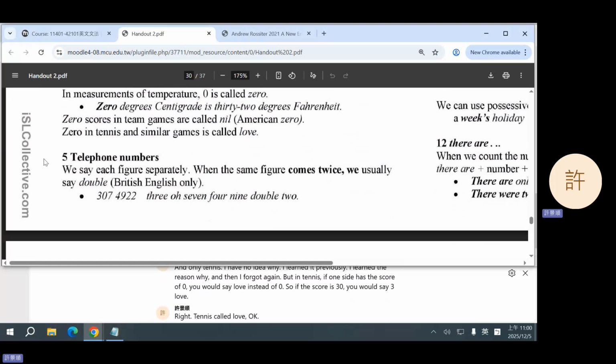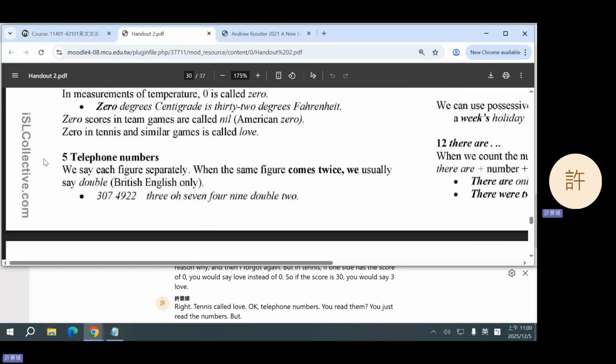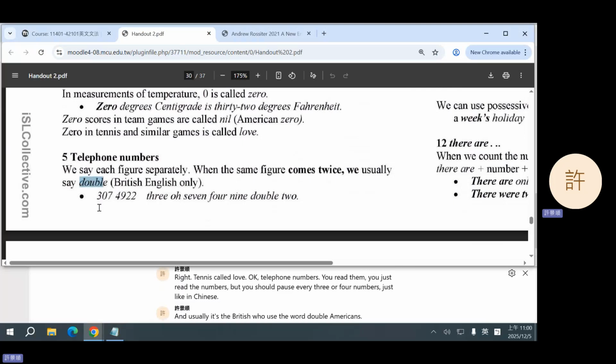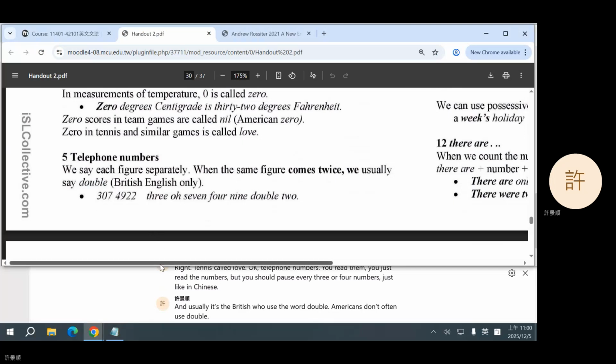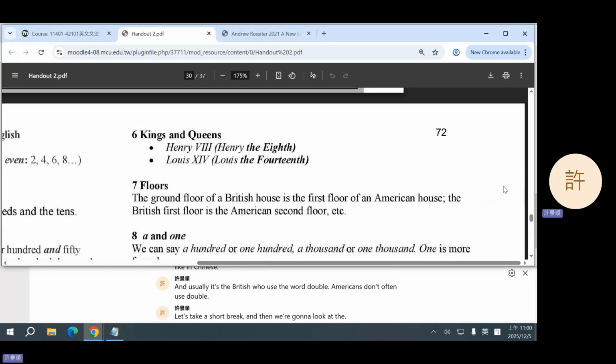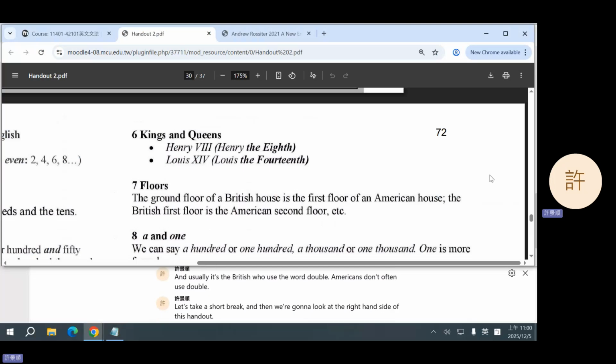Telephone numbers. You just read the numbers, but you should pause every 3 or 4 numbers, just like in Chinese. And usually it's the British who use the word double. Americans don't often use double. Let's take a short break, and then we're going to look at the right-hand side of this handout page.